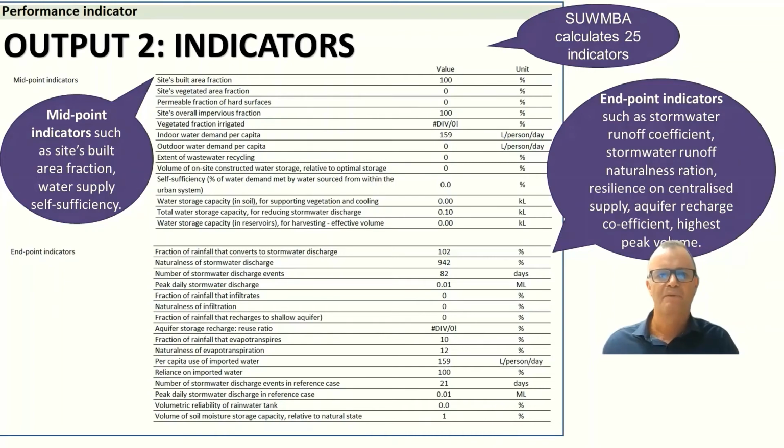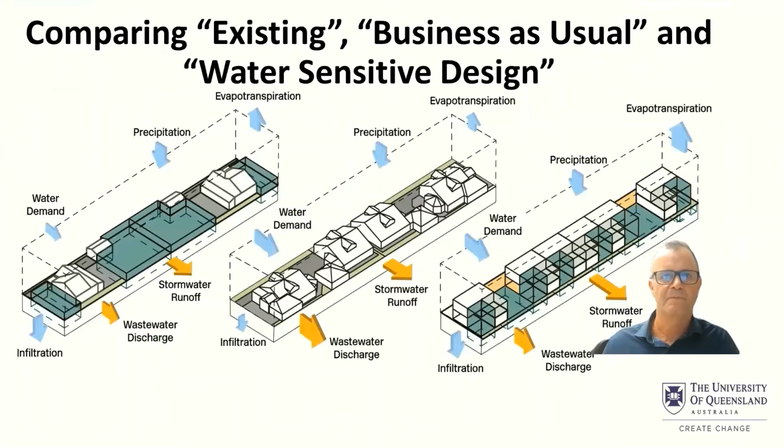For example, the fraction of rainfall that is converting to stormwater discharge, or the naturalness, how close to pre-developed is the stormwater discharge, the number of stormwater discharge events, the fraction of rainfall that infiltrates, etc. Endpoint indicators give a quantification of the hydrological performance of the site. This can be used to compare, for example, existing, business as usual, and water-sensitive design.